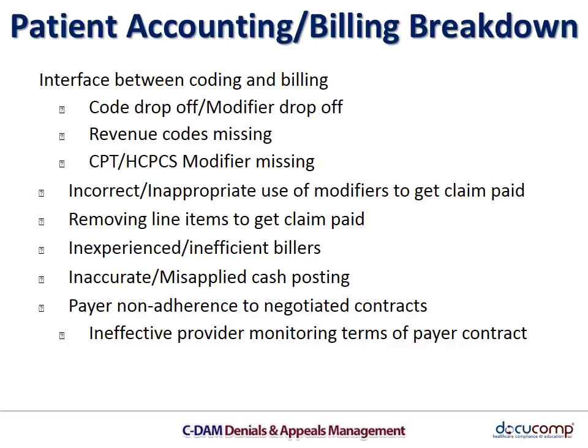From a patient accounting and billing perspective, if there's any problems with the interface between coding and billing, for example, a code drops off of a claim or a modifier drops off, or there's any revenue codes missing on the bill prior to submission, all of these issues can prevent a clean claim submission, leading to denials and inappropriate reimbursement. If there's any removing of line items to get paid, or inexperienced or inefficient billers leading to inaccurate and misapplied cash, all of these elements can lead to disruption in the revenue cycle.